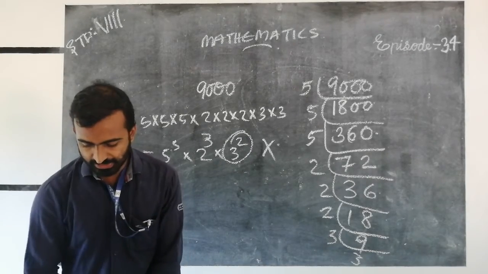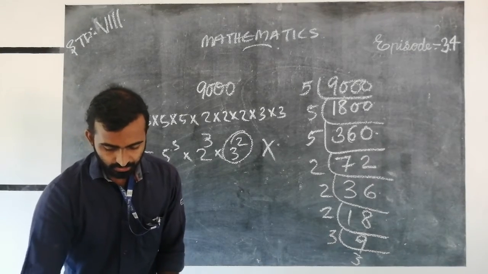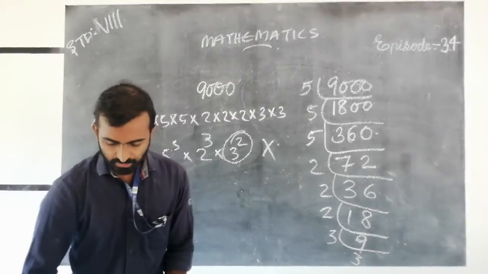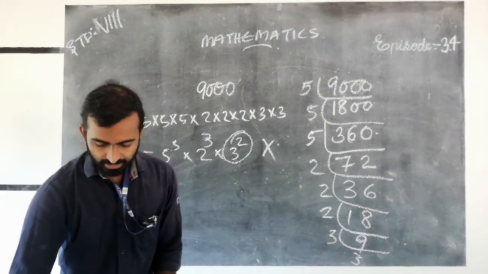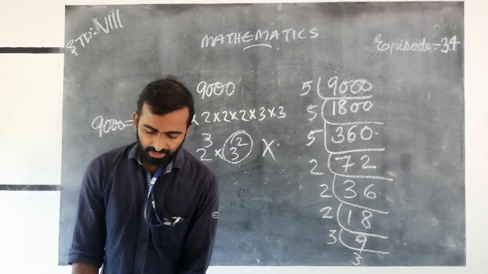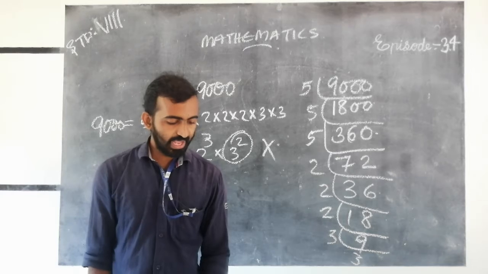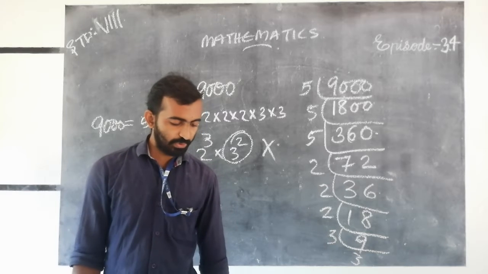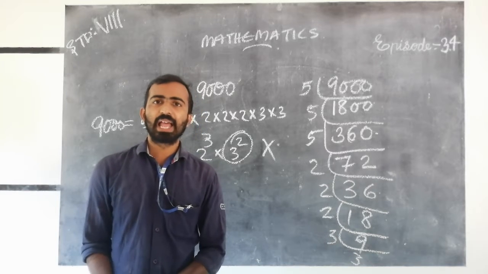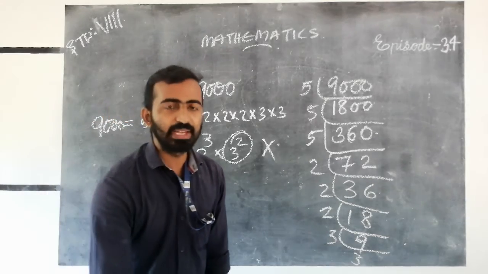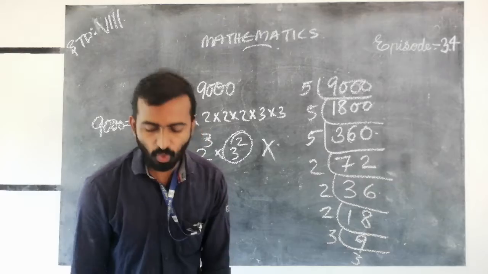And next question is, what is our next question? That is, 9,000 is not a perfect square, and 6, 7, 8 are the same as you can find the answers. So that is for your homework.